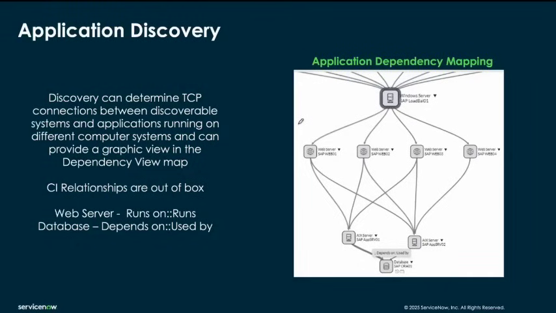So discovery isn't just about infrastructure. It can also map your application dependencies. It identifies TCP connections between discoverable systems and the applications running on them, showing a graphical dependency view map. Out of the box CI relationships like runs on for web servers and depends on for databases give you instant visibility into how your services and applications are interconnected.